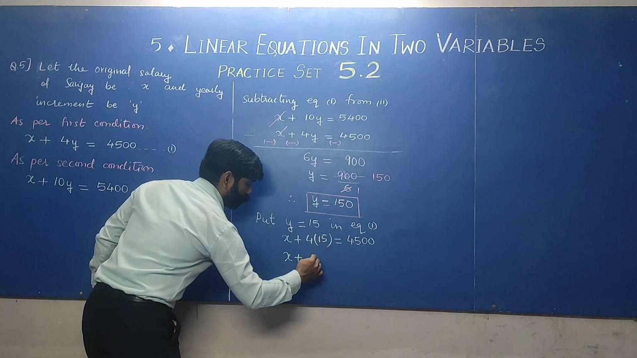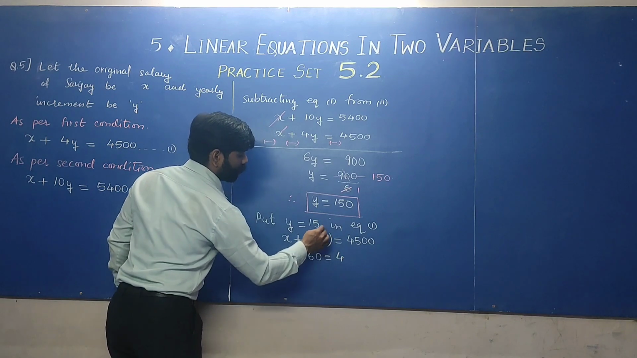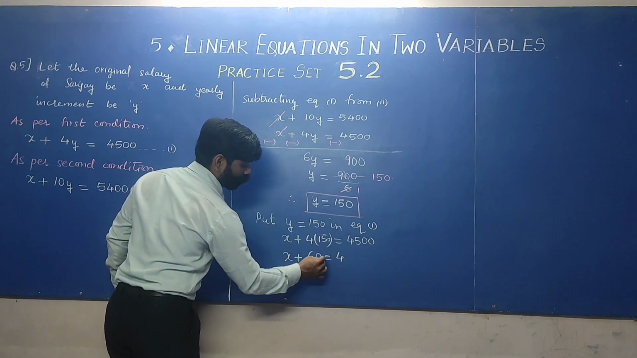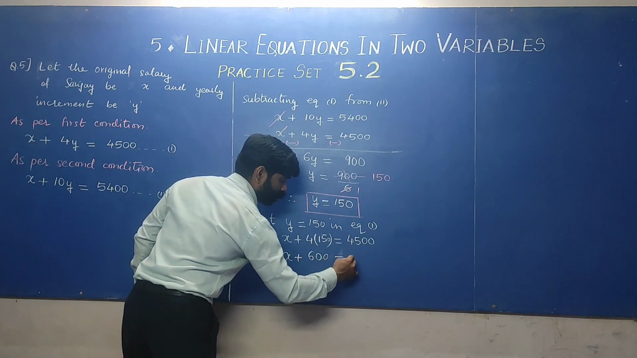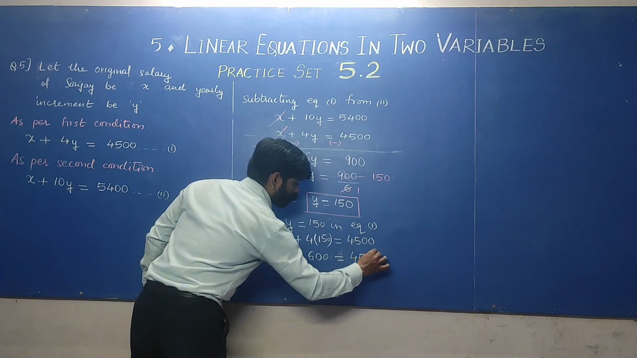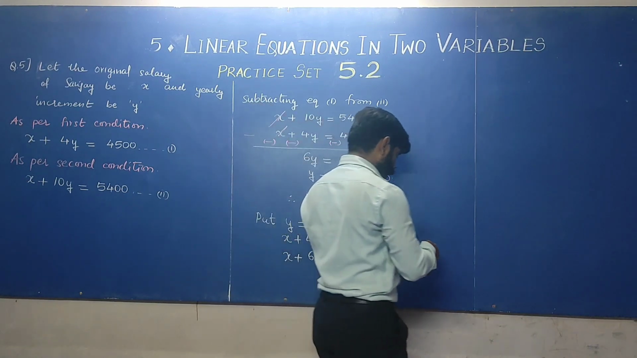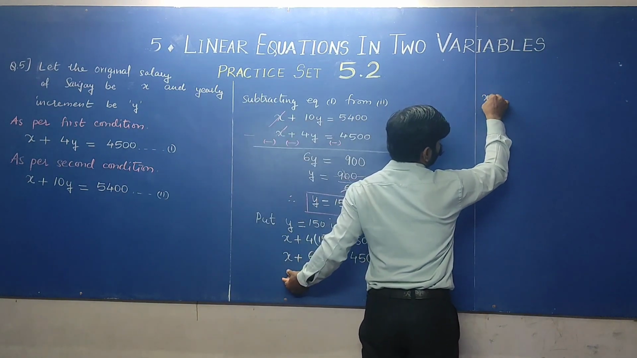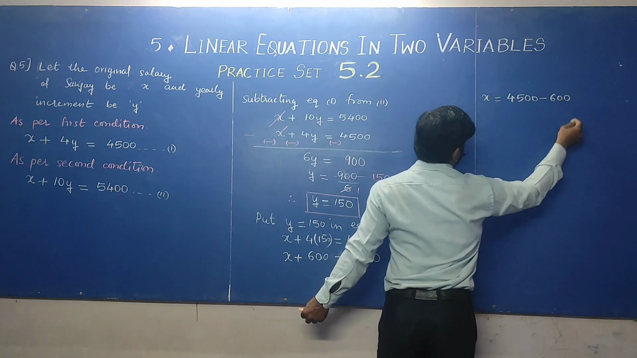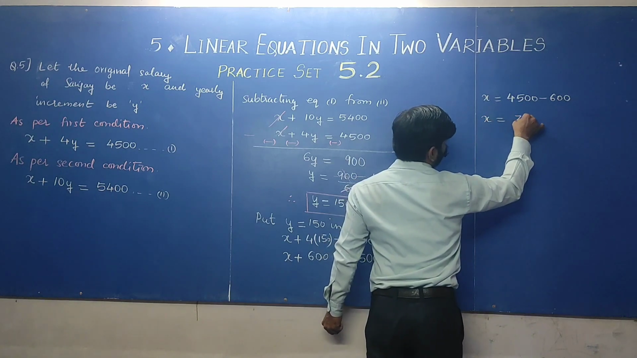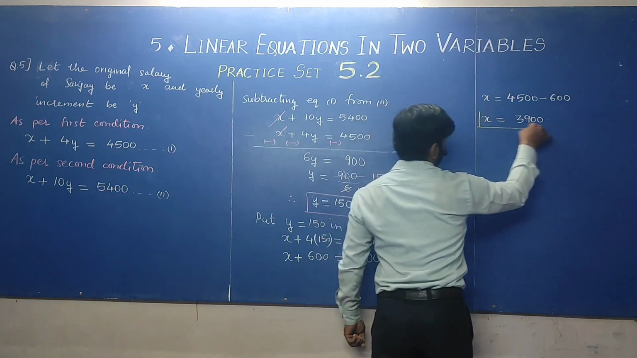Okay, students, let's see. x plus 4 fifteens are 60, sorry, it is not 15, it is 150, right students? So we need to take one more zero. Let me write one more zero. Now it will become 600. Now this 600 will go to the right hand side and it will become minus. So x is equal to 4500 minus 600. So x is equal to 3900. So our answer is this.